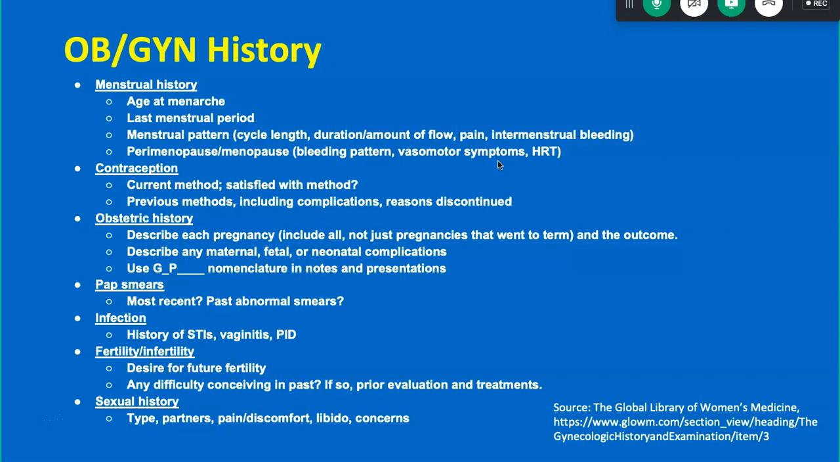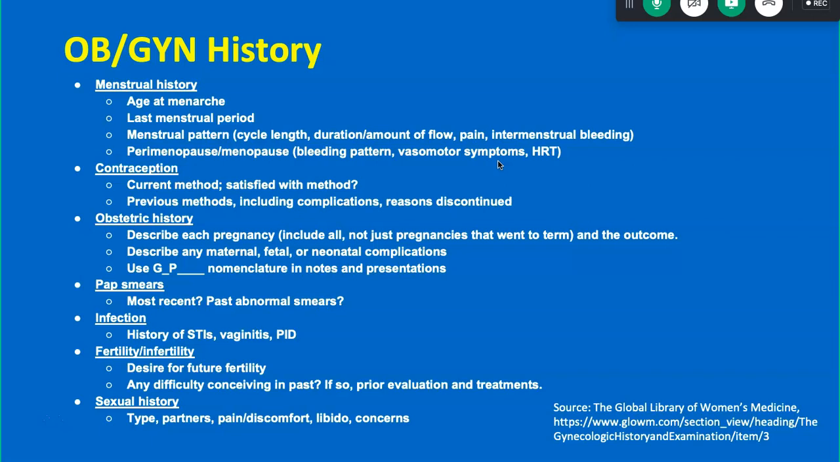Next is a thorough obstetric history. You need to have patients list all of their pregnancies, including all of them, not just ones that went to term, and the outcome. You want to describe any maternal, fetal, or neonatal complications, of course. And in notes and presentations, you can use the G1, P1, or GRAVID nomenclature to communicate succinctly this patient's overall obstetric history.